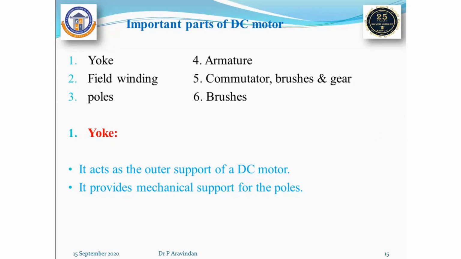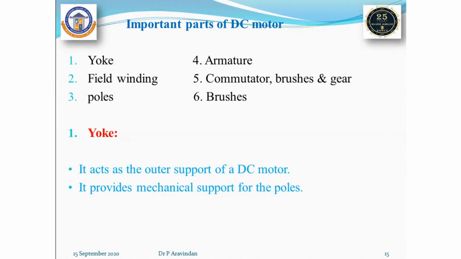First one is the yoke. You have already studied the same thing; just recall what you have studied. In the case of the yoke, the DC generator and DC motor are the same, with only a little difference in construction. Even so, let us recall some important points you have studied: the yoke, field winding, poles, armature, then a commutator, and then brushes, everything.